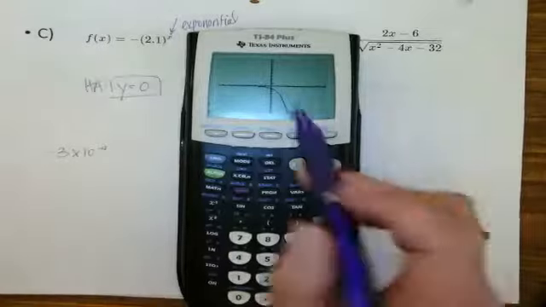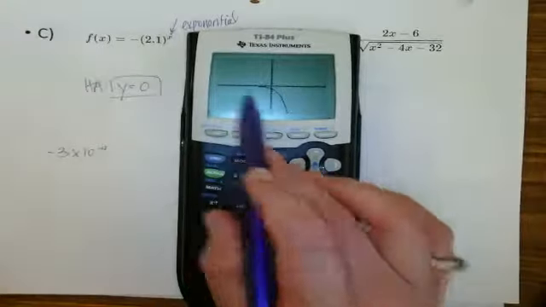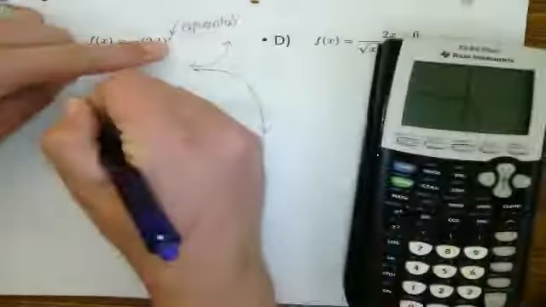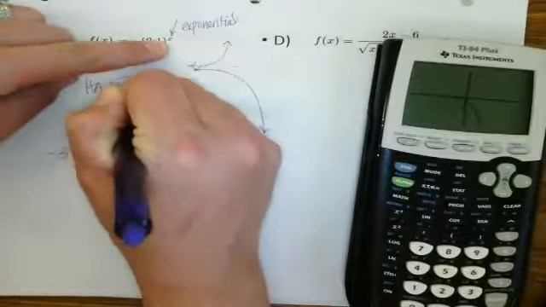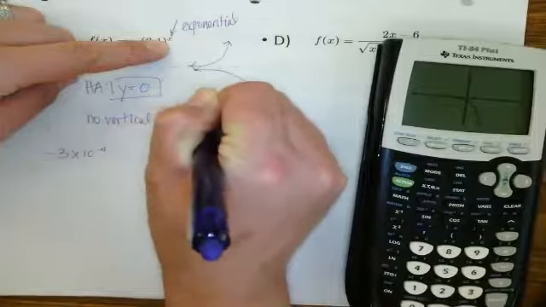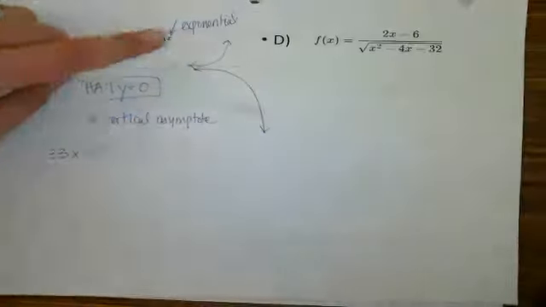There is no vertical asymptote. This graph goes forever to the left and it goes forever to the right. I can plug in any x value I want. So there is no vertical asymptote here.